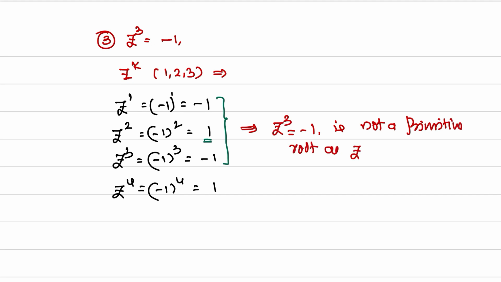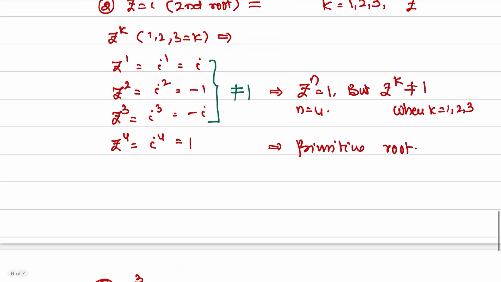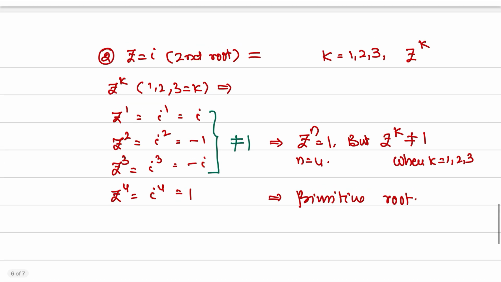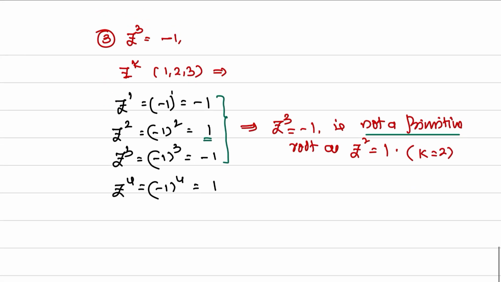As z to the power of 2 is equal to 1. But as per primitive root, z to the power of k for k = 1, 2, 3 should not be equal to 1. Hence, this is not a primitive root. We have got till now only one primitive root, that is i.